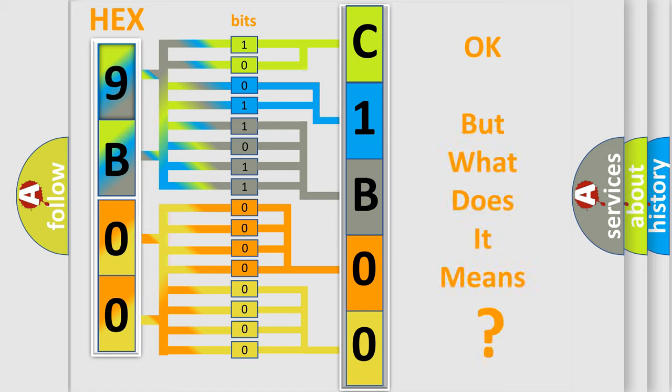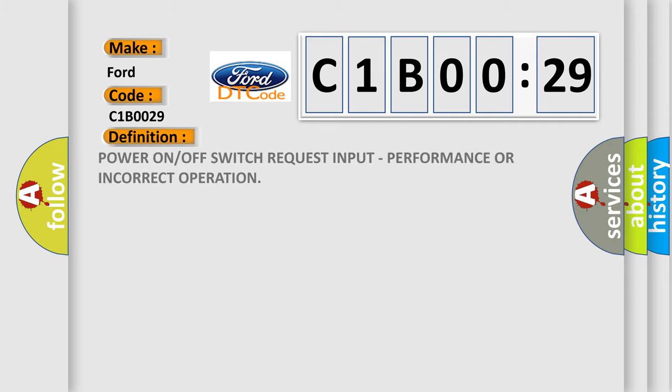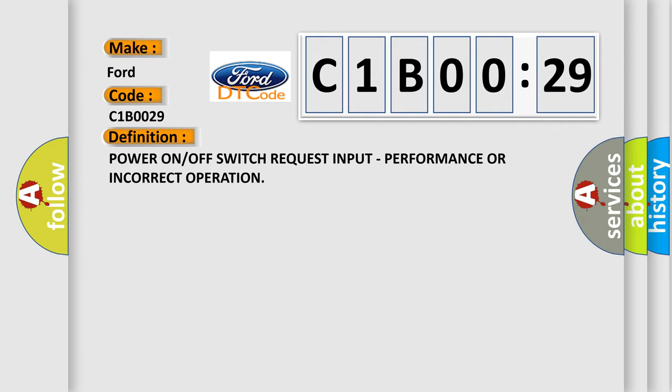The number itself does not make sense to us if we cannot assign information to what it actually expresses. So, what does the Diagnostic Trouble Code C1B00-29 specifically mean for Infiniti? The basic definition is power on or off switch request input, performance or incorrect operation.